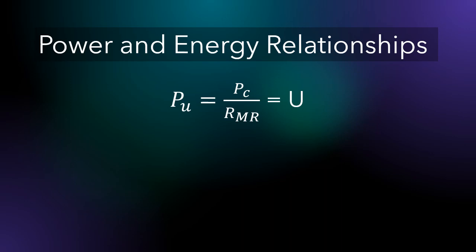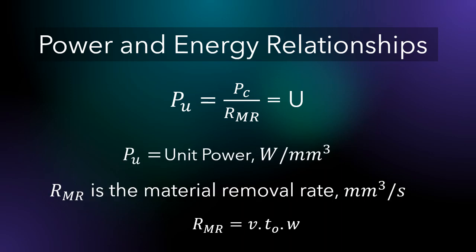It is often useful to convert the power into the power per unit volume rate of metal cut, and this is called unit power, or Pu. The unit power is also known as the specific energy U. RMR is the material removal rate in cubic millimeters per second, which can be found with the following formula.